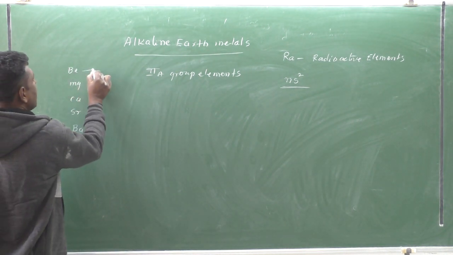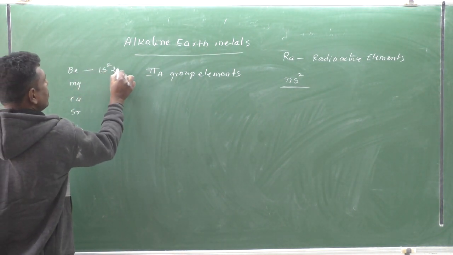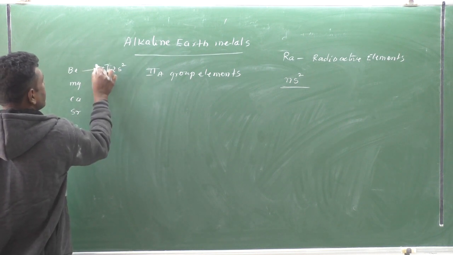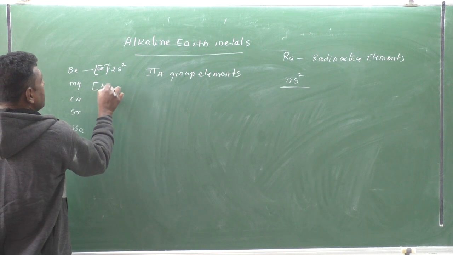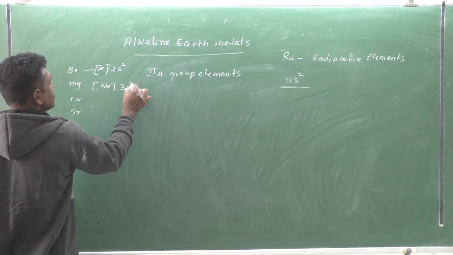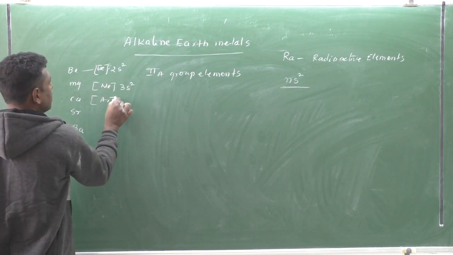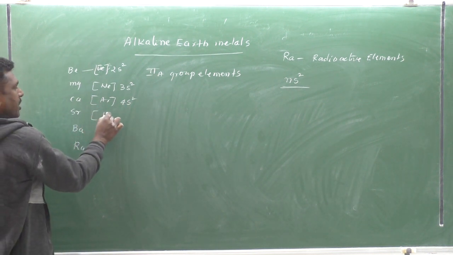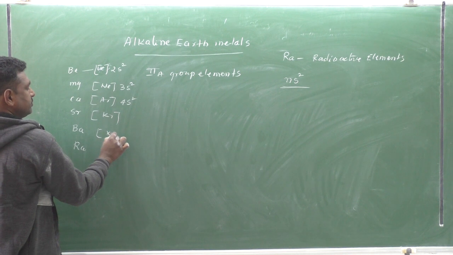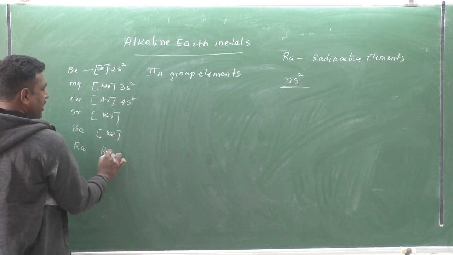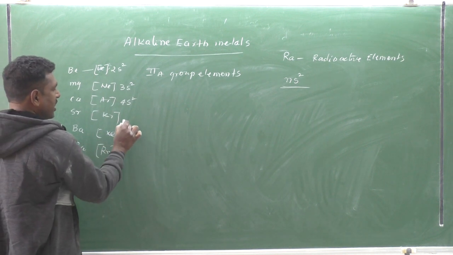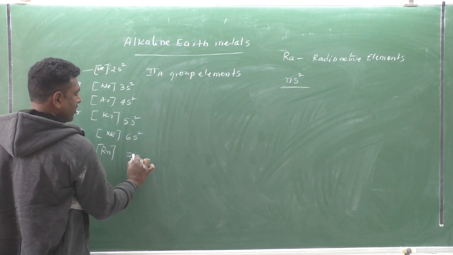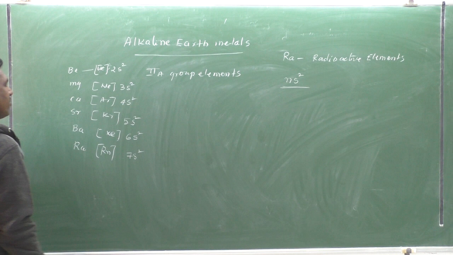Once you observe the 1s2, 2s2, therefore, I will write helium 2s2, neon 3s2, argon 4s2, like this. Krypton, xenon, radon, like this. We can write the 5s2, 6s2, 7s2 electronic configurations.